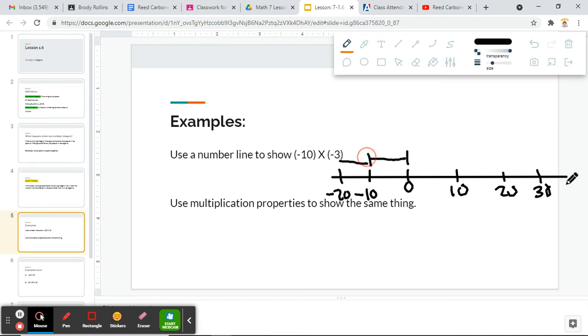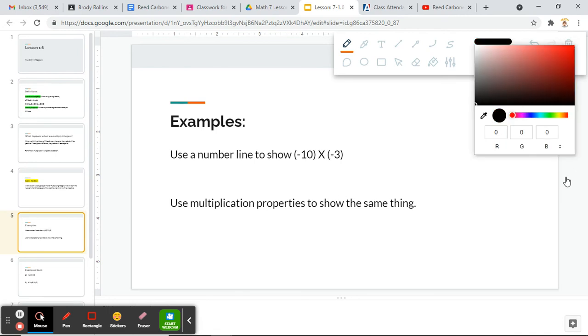So if I have 3 of those, it would look something like this. We go all the way over to negative 30. And we got the 3 because we're multiplying by a 3 here. But that's not a positive 3. It's actually a negative 3. So that means we need to do the opposite. So we'll move over this direction in 3 groups of 10 here, and we would get all the way to 30. And that means that negative 10 times negative 3 would be equal to 30.